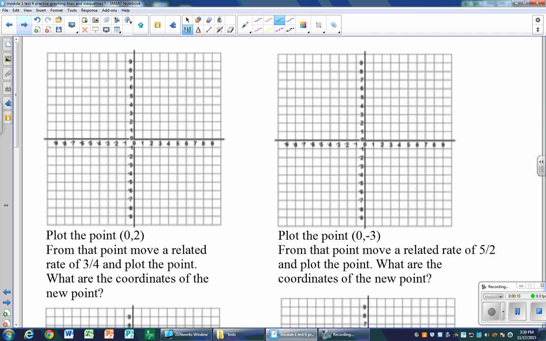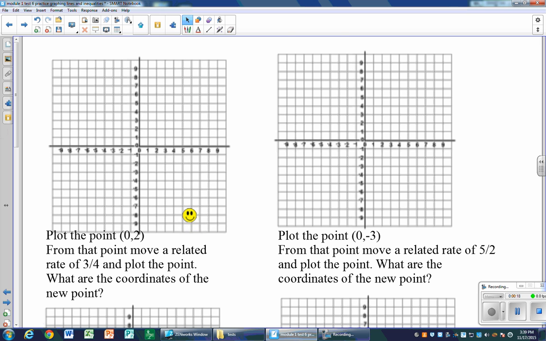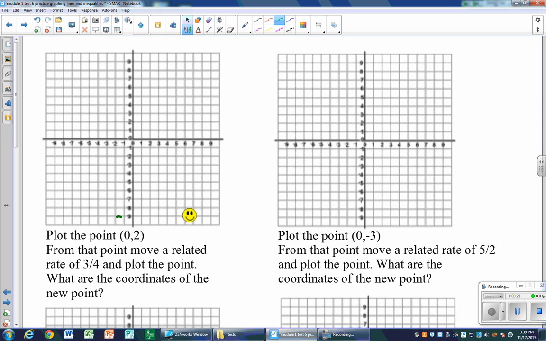The first thing this says is plot the point. When you are plotting a point, you remember that the x value comes first and the y value comes second. It's alphabetical order. We are plotting a point. We are not doing related rate. We are plotting the point 0, 2. X direction 0, y direction 2. Got it? It's a coordinate.